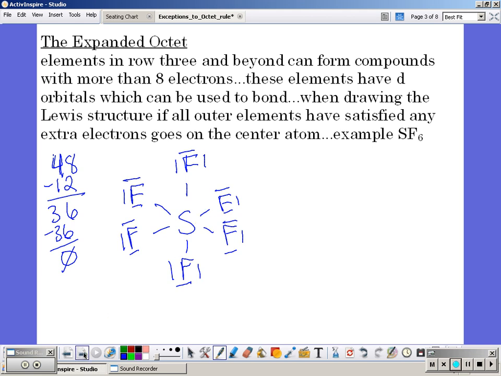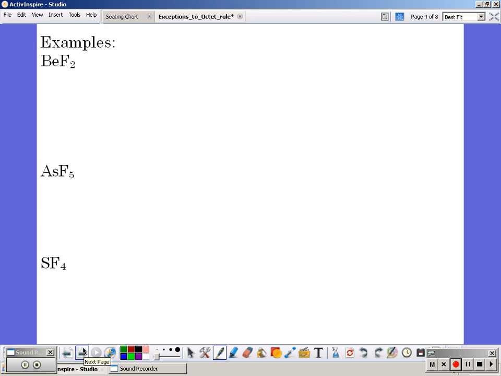All right, so some more examples. BeF2. Beryllium has 2 valence electrons, and then fluorine has 7 each. So that's a total of 16. Beryllium would go in the middle. That takes care of 4 of my electrons, leaving me with 12. Satisfy my fluorines. Beryllium now doesn't need any valence electrons because it's satisfied having an incomplete octet of 4.